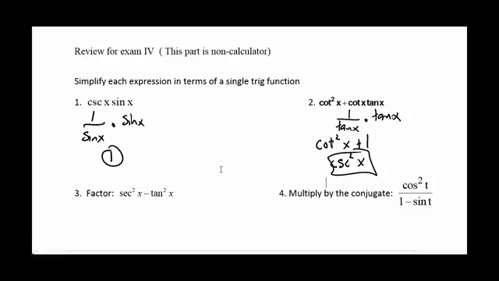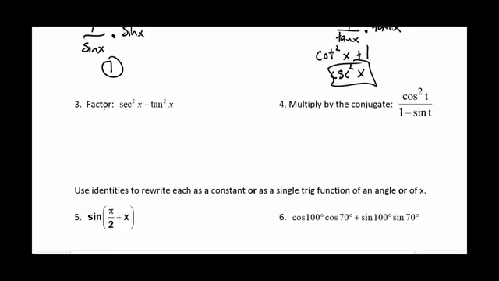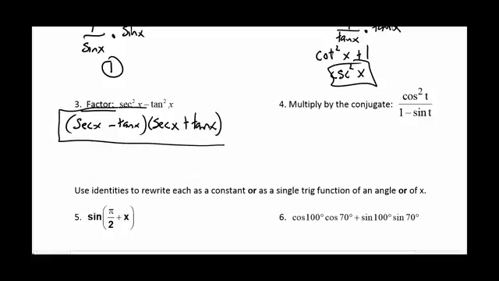All right, number 3, so now we're under different directions. Number 3 says to factor. So a lot of students just start applying identities and think they know the answer. Well, I just want to see evidence that you know how to factor this. Well, this is an illustration of difference of two squares. So it's secant x minus tangent x times secant x plus tangent x. That's all I wanted on that one.